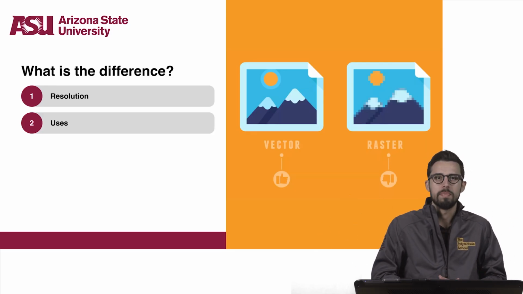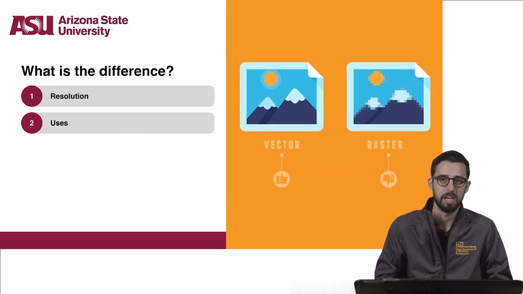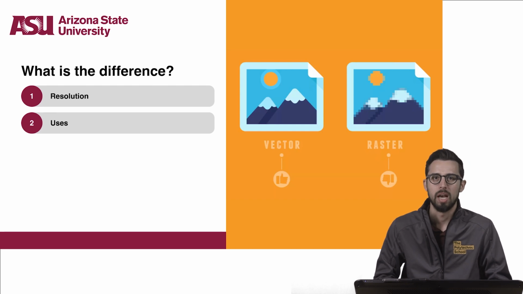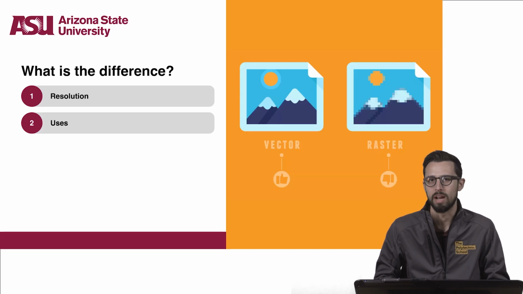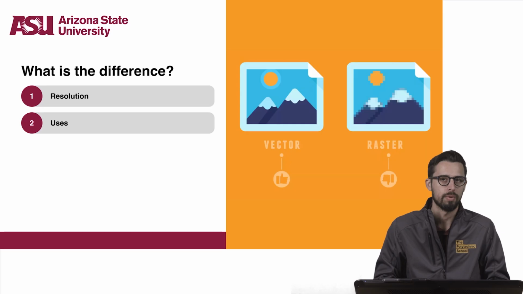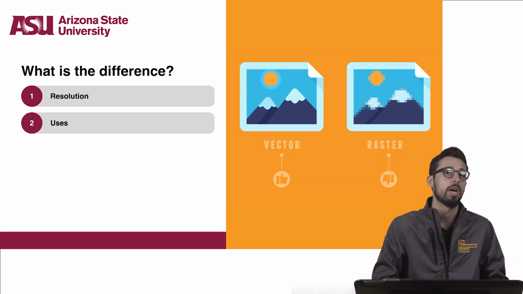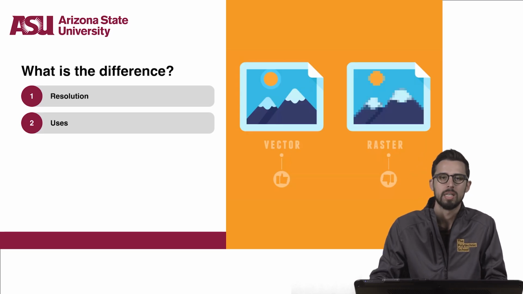Another big difference would be the uses. Digital photographs are raster files. End of story. Digital cameras automatically shoot and save photos as raster files, and the images that you see online are often raster files too. That's typically how that works. Raster files are also really commonly used for editing images, photos, and some graphics, depending on how you're building those graphics.